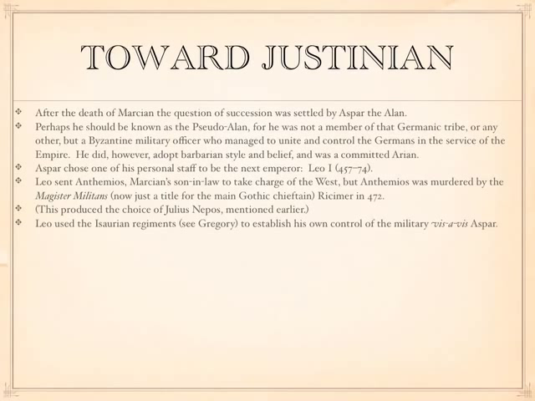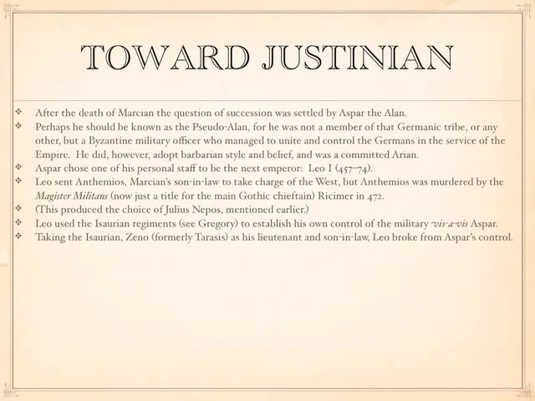From the time he became emperor, Leo used the Isaurian regiments. This is a tribal group in Asia Minor, and Gregory has a pretty good description of who the Isaurians are. We'll meet them again multiple times in the next few hundred years of Byzantine history. He used the Isaurians to establish his own control over against Aspar. He had his own army, in other words. He didn't need the Gothic regiments. The Isaurian regiments were capable of standing their ground against the Germans, if need be.